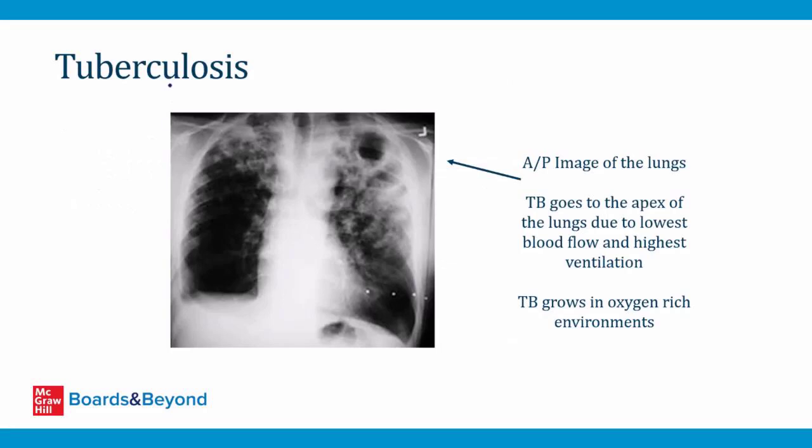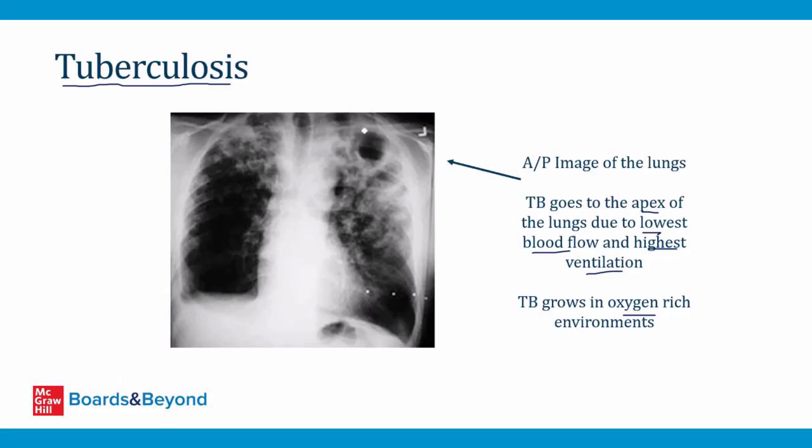So in the infectious disease section, I talk about tuberculosis, which is a mycobacterial infection of the lungs. And tuberculosis likes to infect the upper lobes of the lung, the apices, zone 1. And the reason for that is because at the apex, you have the lowest blood flow, so it's hard to get white blood cells into the lung to fight the tuberculosis infection. And you also have the highest ventilation, and tuberculosis grows well in oxygen-rich environments. So zone 1 of the lungs is the ideal environment for tuberculosis infection.